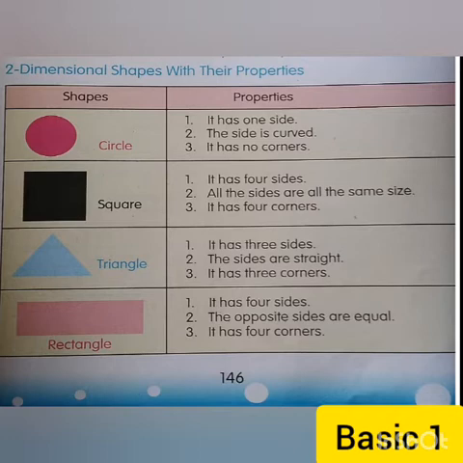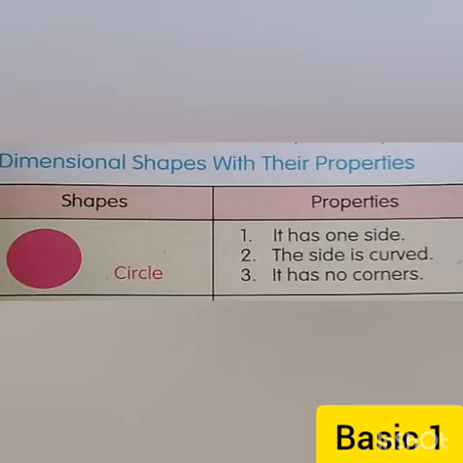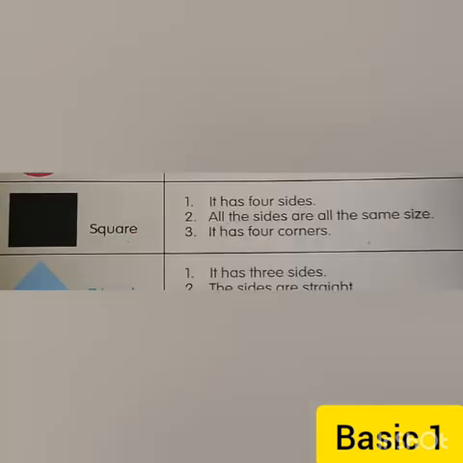We have the circle. Look at the properties of the circle. Number 1, it has one side. 2, the side is curved this way. And it has no corners.